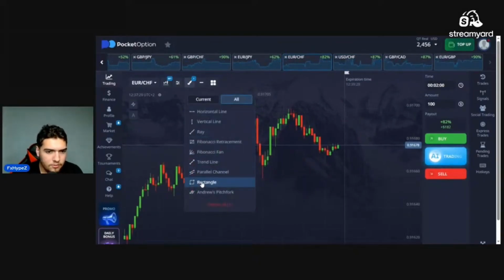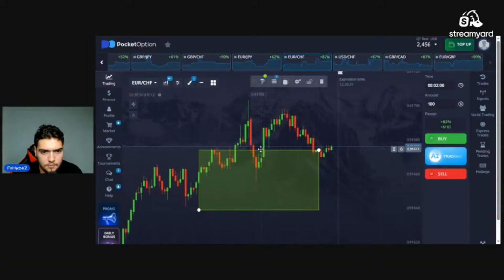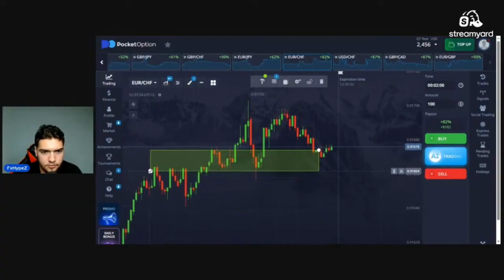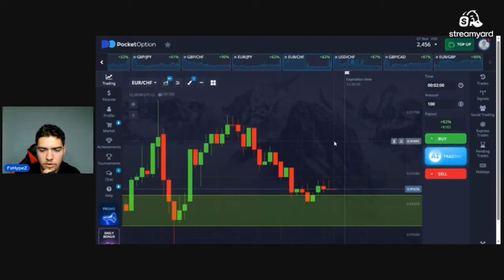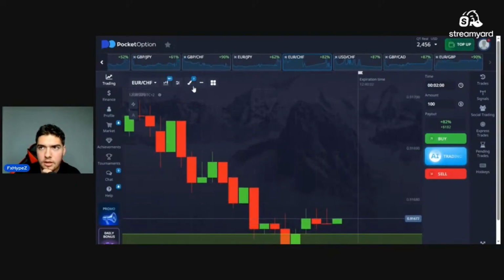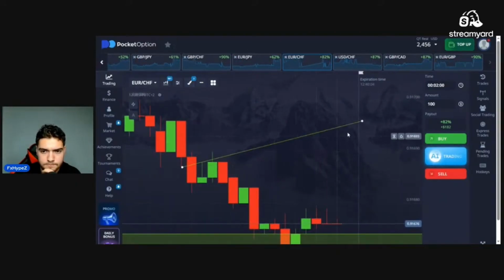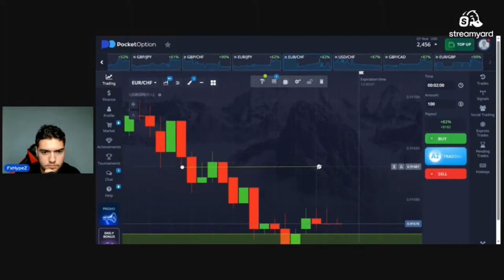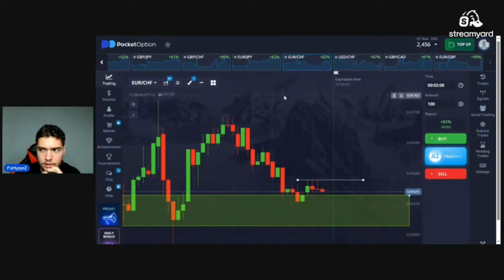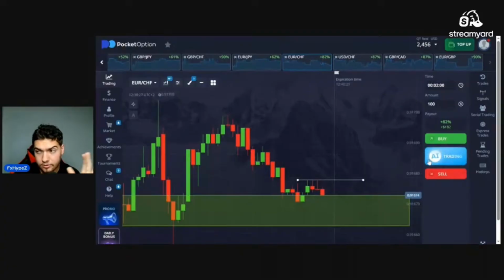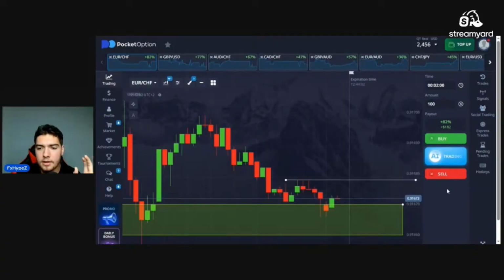Euro CHF looks like a setup as well. We've got support down here. Very nice support zone. My real question is, if we get a break of structure right over here, okay, is price going to keep going up? And not only is price going to keep going up, is AI going to buy or is AI going to sell? Let's see. Okay, this is going to be the second trade we're opening here.